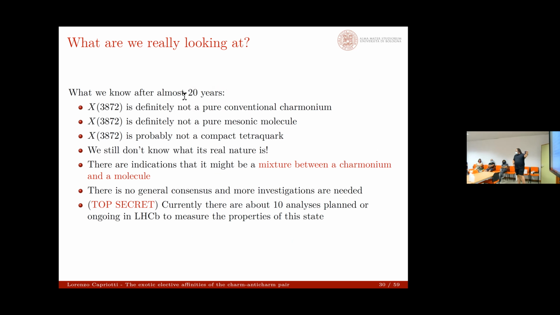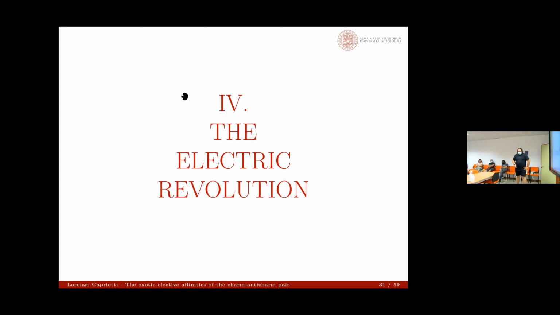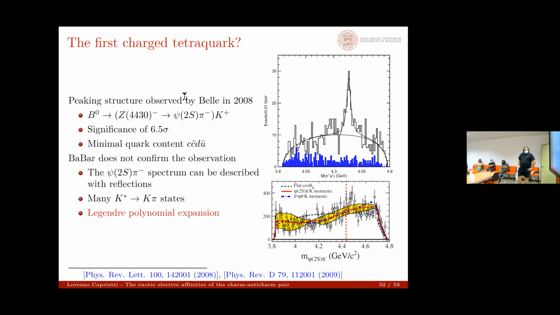And this is just something that I'm going to tell you, but don't tell anybody. There are currently about 10 analyses in LHCb, which are planned or ongoing, just to measure the properties of this state. So this is a very important state in the exotic spectroscopy field. Okay, so let's move to something maybe more strange.